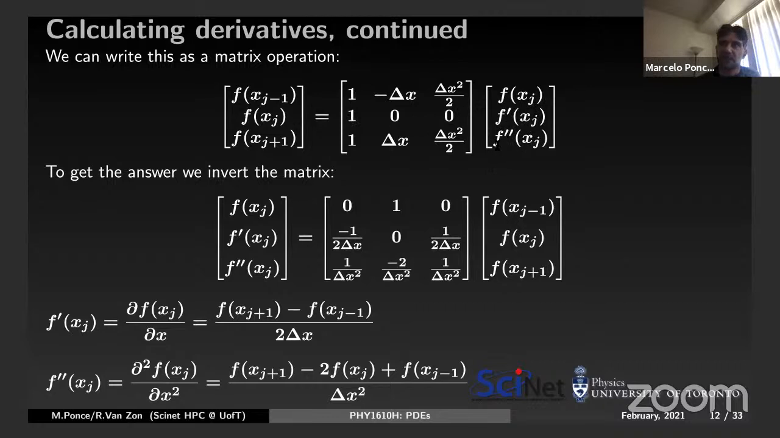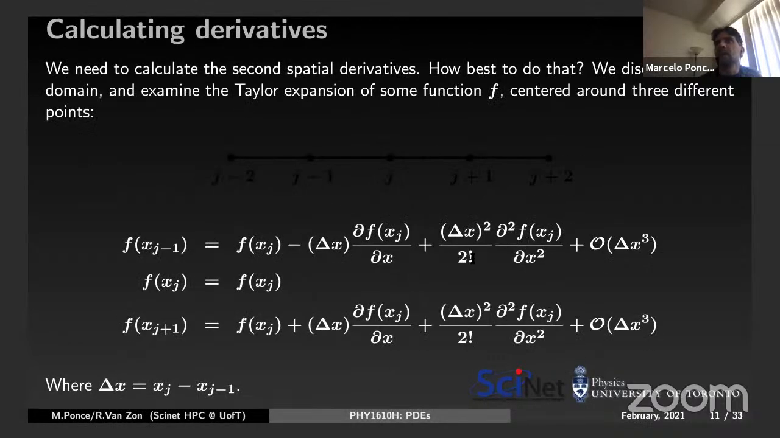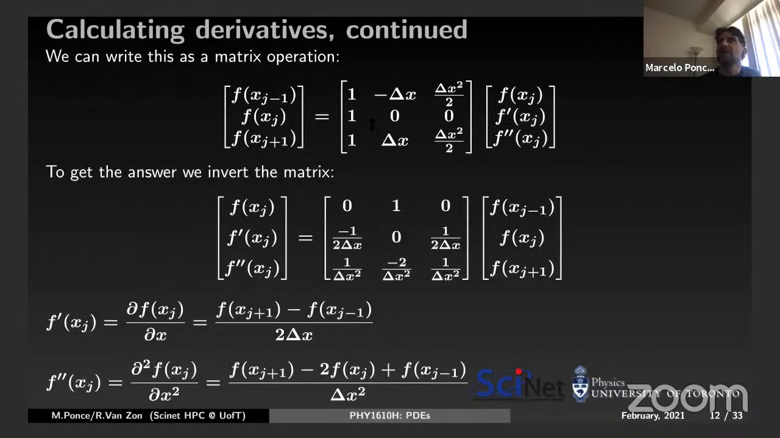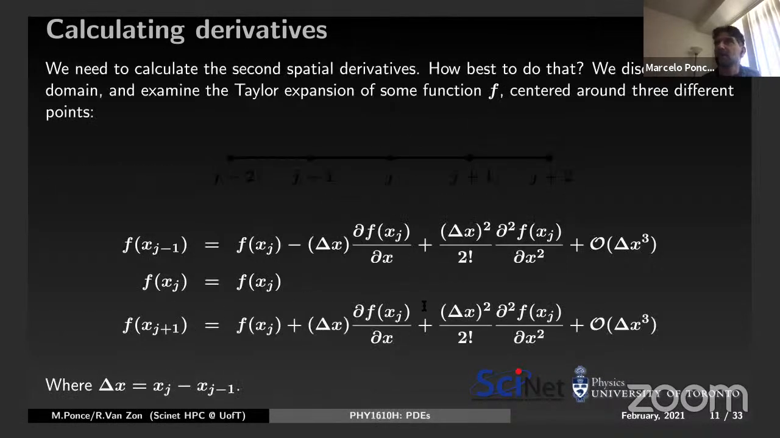F prime and f second are the spatial derivatives of the function. So I only get the f. For the first one, I get f minus delta x times f prime plus delta x squared over 2 times f second. And that's exactly what you have here. Okay, so I invite you to convince yourself that this matrix represents, and allow you to actually obtain, these equations that we just derived here.